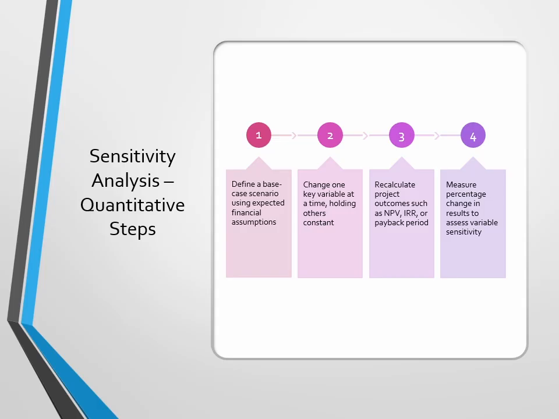Now, quantitatively, sensitivity analysis follows a step-by-step process. It begins with a base case scenario, which represents the company's best estimate using expected assumptions. From there, one variable, such as the sales price, cost of capital, or production costs, is changed, while everything else remains constant. After each change, financial metrics such as NPV or IRR are recalculated to assess the impact. Finally, the degree of sensitivity is measured, often by calculating the percentage change in outcomes. This process enables managers to identify exactly which variables are most critical to the project's success.